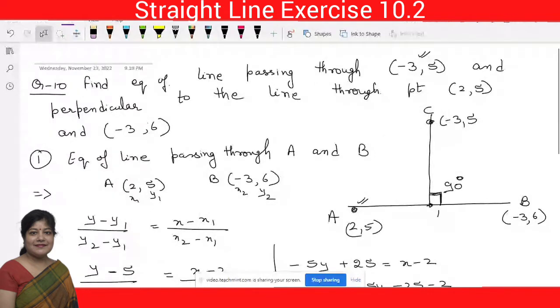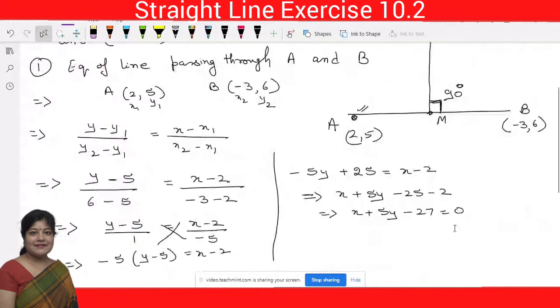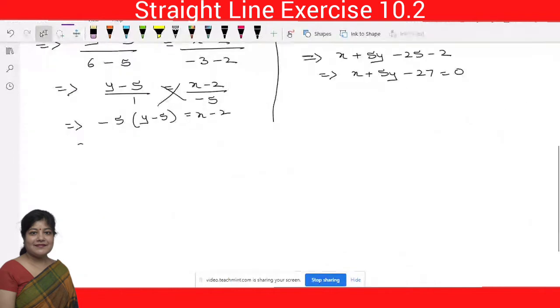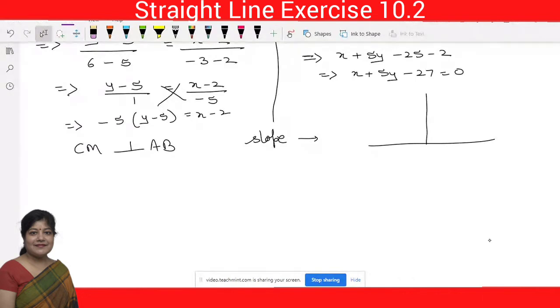Now, CM is perpendicular to AB. So whenever any line is perpendicular to another line, their slopes are related. For example, this is line L1, this is line L2. This line has slope M1, this line has slope M2. When the two lines are perpendicular to each other, the product of their slopes is equal to minus 1.